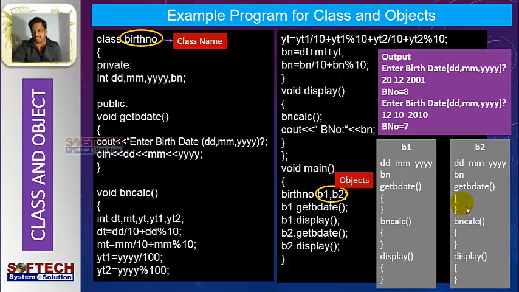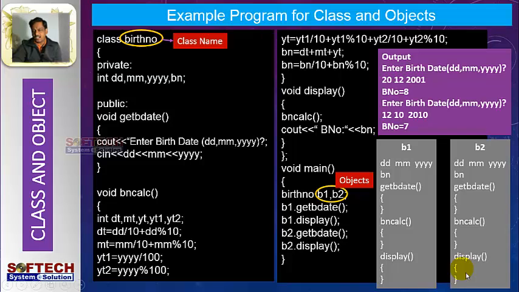Then it gets 3 values as input. Example: 12 10 2010. The 12 is assigned to dd of b2, 10 is assigned to mm of b2, and 2010 is assigned to yy of b2. Then b2.display: we call the display function of b2. In the definition of the display function, it calls bn_calc.